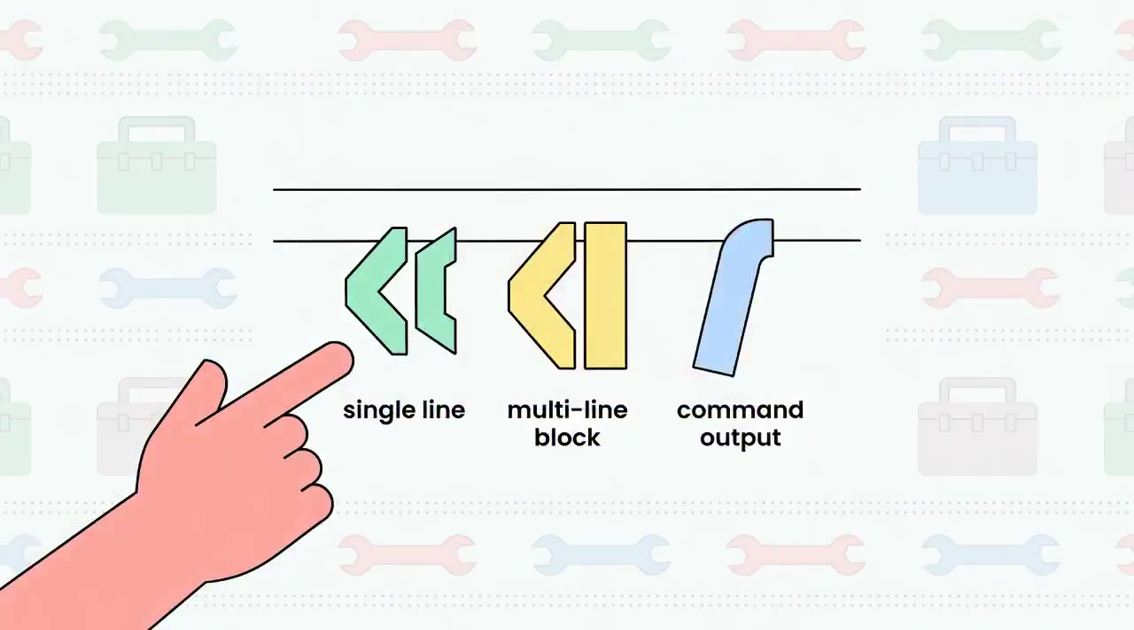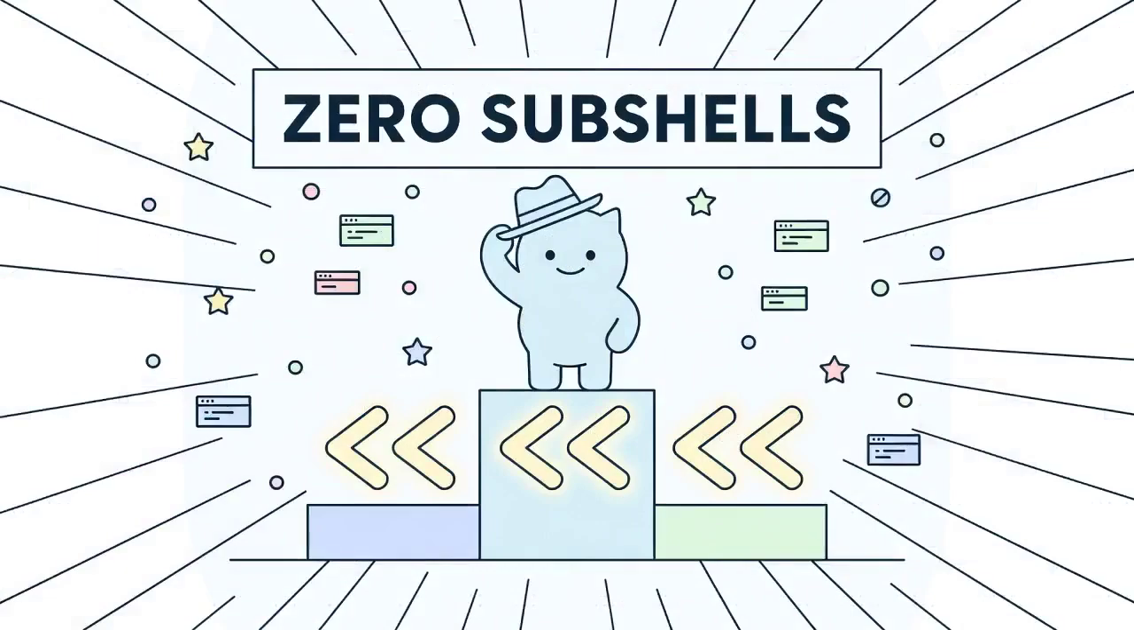Reach for <<< when you need to feed one string to one command. Reach for heredocs when you need multi-line blocks. And reach for pipes only when you're chaining actual command output, not static text you already have in hand. Master the distinction and your scripts get faster, cleaner, and more idiomatic. 3 chevrons, 1 line, 0 subshells. That's the here string promise.